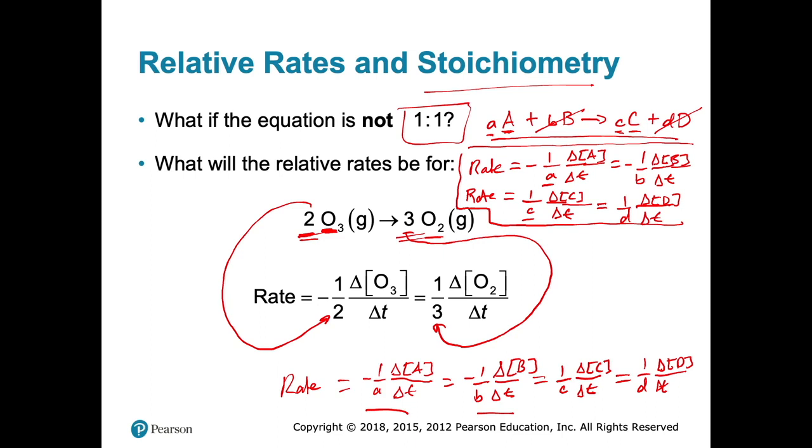And so that's how we figure out how to write the equation with the coefficients. Remember, when I'm talking about stoichiometry, I'm talking about the coefficients that are in front of each of the reactants or products. And whenever the stoichiometry is not 1-to-1, or the coefficients are not 1-to-1, this is what we have to use right here to figure out what our rate equation is going to be.